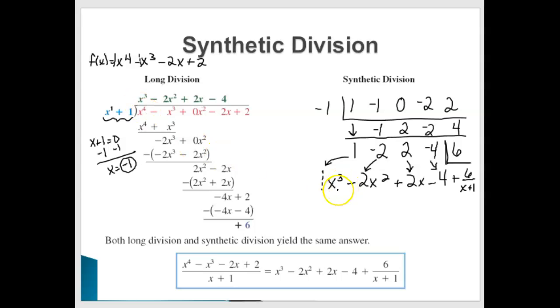Here's my x cubed, negative 2x squared, plus 2x, minus 4. Then they show us down here, we have our remainder of 6. They don't really show that in written out format until we get down to this answer at the bottom. But the point they're trying to make is, either way, when we take x to the 4th minus x cubed minus 2x plus 2 and divide by x plus 1, either through long division or through synthetic division, we are going to get this exact same value.